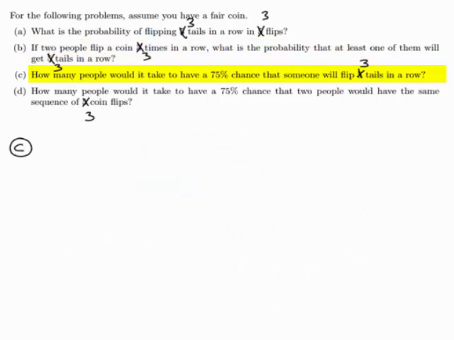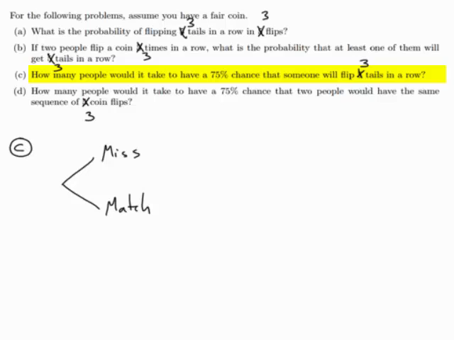For part C, how many people would it take to have a 75% chance that someone will flip 3 tails in a row? In order for us to do this problem, we have to extend the ideas from the previous problem. First, we use the complement, that the probability of at least one person flipping 3 tails in a row is 1 minus the probability that nobody gets 3 tails in a row. So we're going to build out a probability tree in that way.